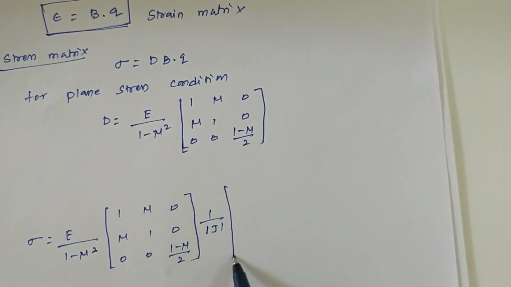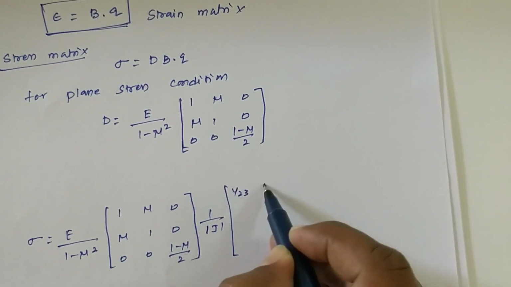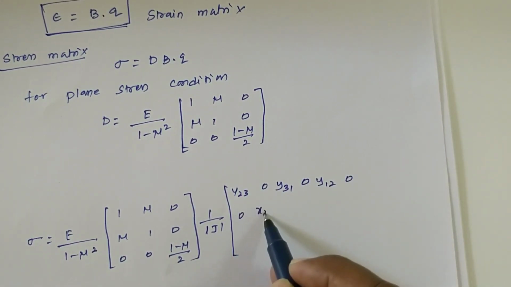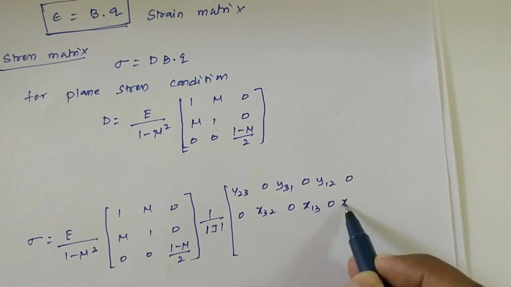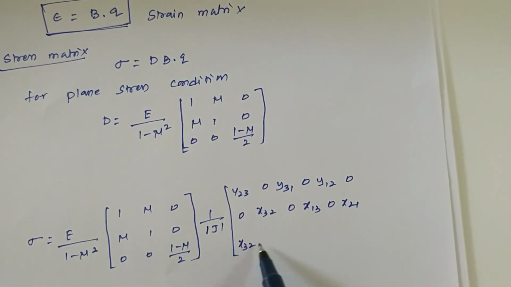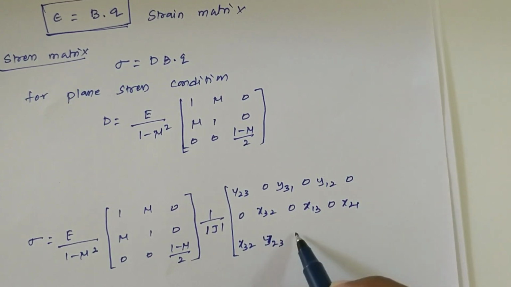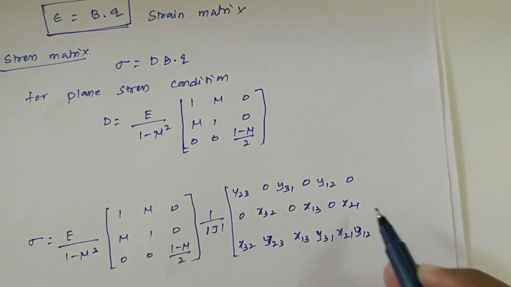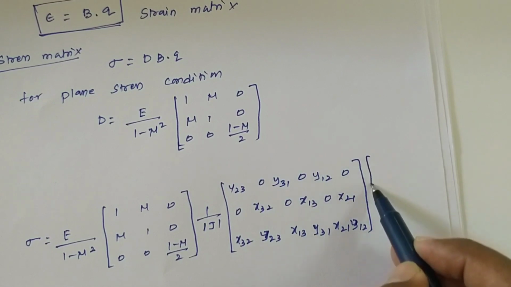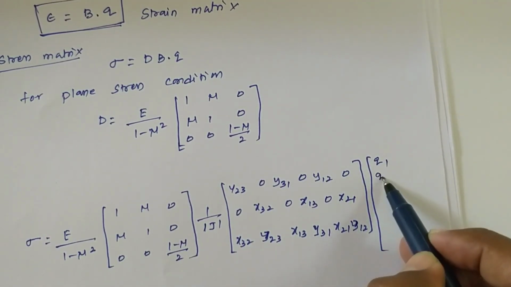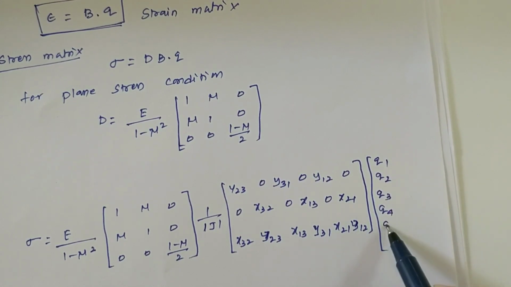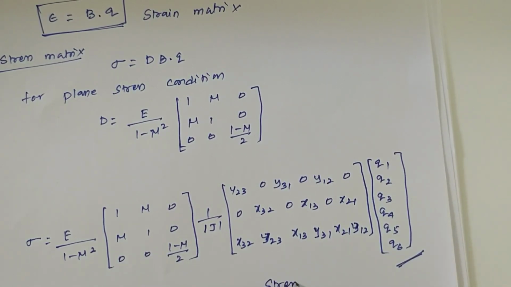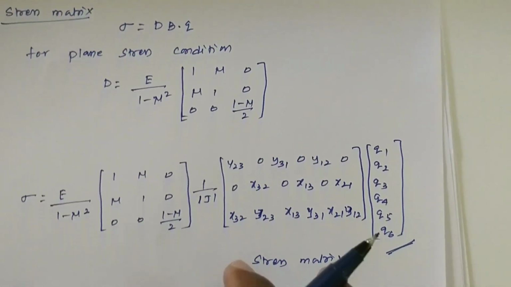The B matrix is 1 over determinant of J, y23 0, y31 0, y12 0, 0 x32, 0 x13, 0 x21, then x32, y23, x13, y31, x21 and y12, into all the nodal displacements q1, q2, q3, q4, q5, q6. This is the stress matrix.